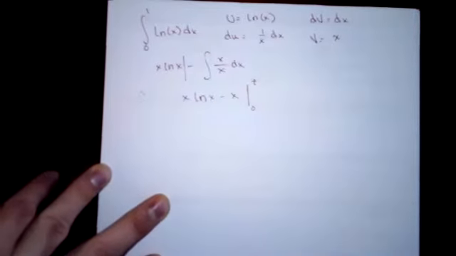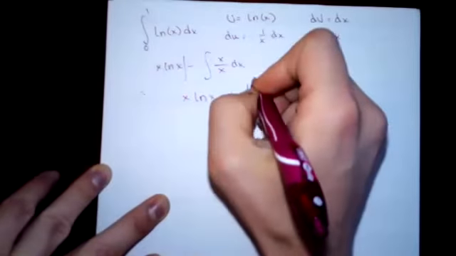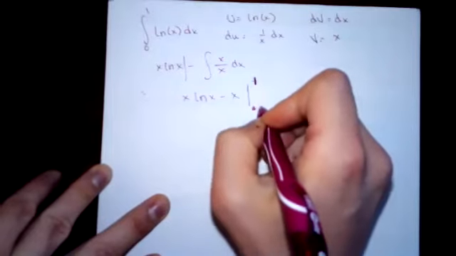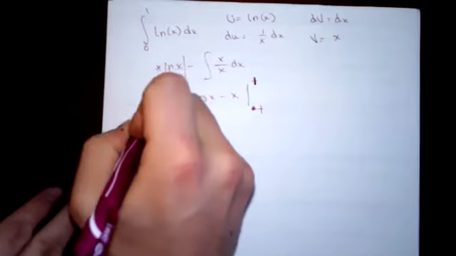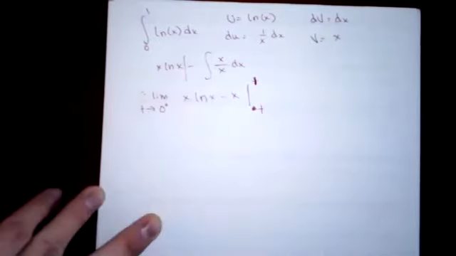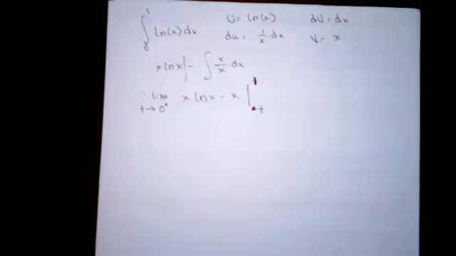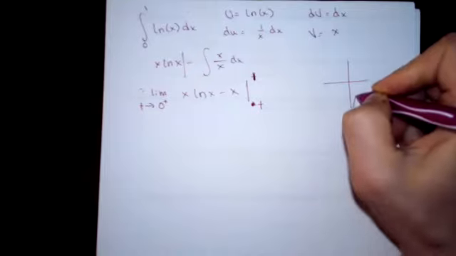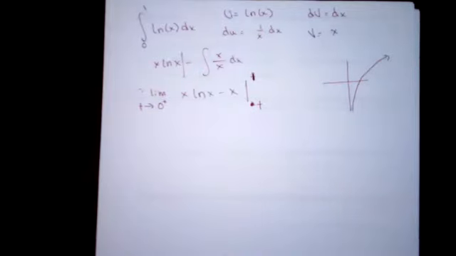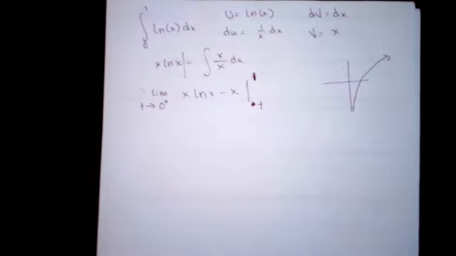Hopefully everyone's seen that integral before. Sorry, that should be a 1 there. The problem is the bound at 0, right? Natural log has an asymptote at 0, and so we need to make that a limit problem. So I plug in a t for 0.